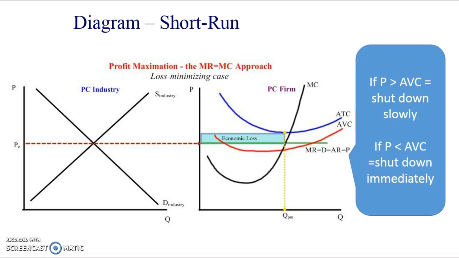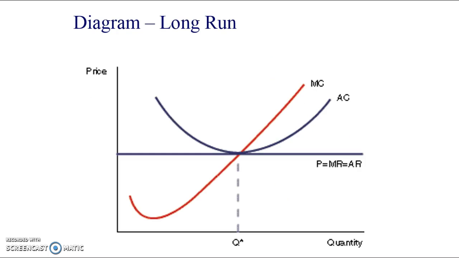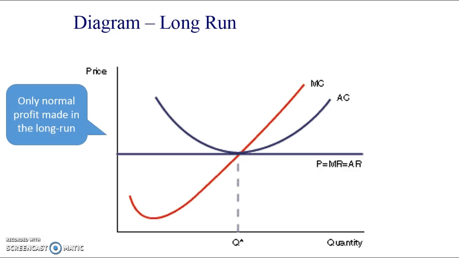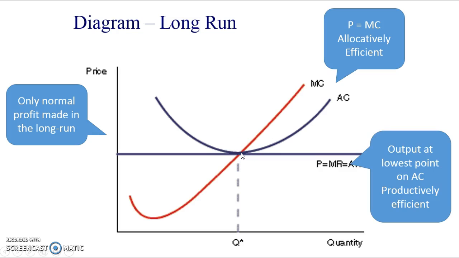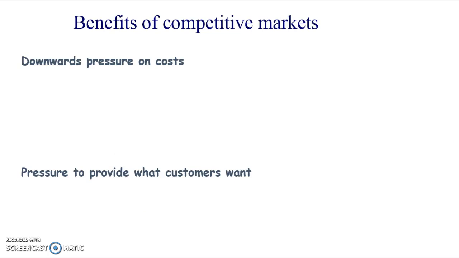So there we go. If price is larger than average variable cost, you shut down slowly. If price is smaller than average variable cost, shut down immediately, because you're adding to your losses. Okay, and this is the long run position of perfect competition. We can see that only normal profit is made in the long run, and the price is equal to marginal cost, which means it's allocatively efficient. So this marginal cost equals this average revenue, so we know that's allocatively efficient. And look as well, they're producing at the lowest point on the average cost curve, so it's productively efficient. So it all looks pretty good at the moment.